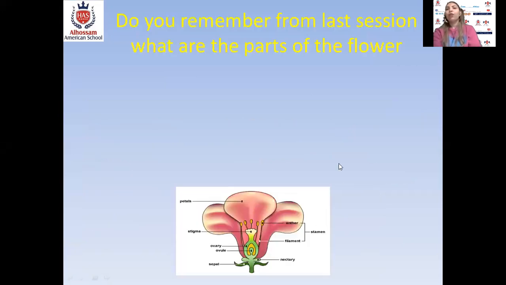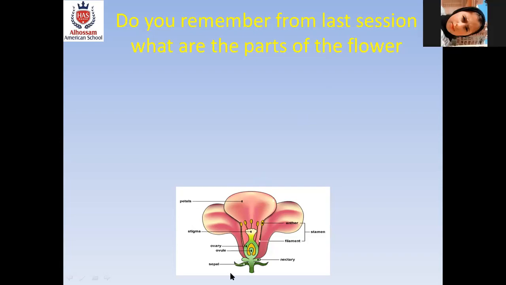So do you remember the 4 parts of the flower? I need to hear your voice today because it's revision. You know the answer, raise your hand. Yes, Fatma? We have 4 main parts, okay? We say it whorl, or parts, or levels, in the flower, from outside to inside.